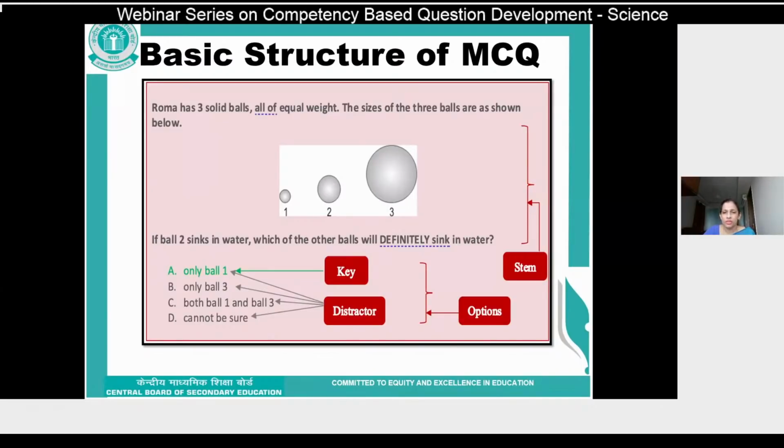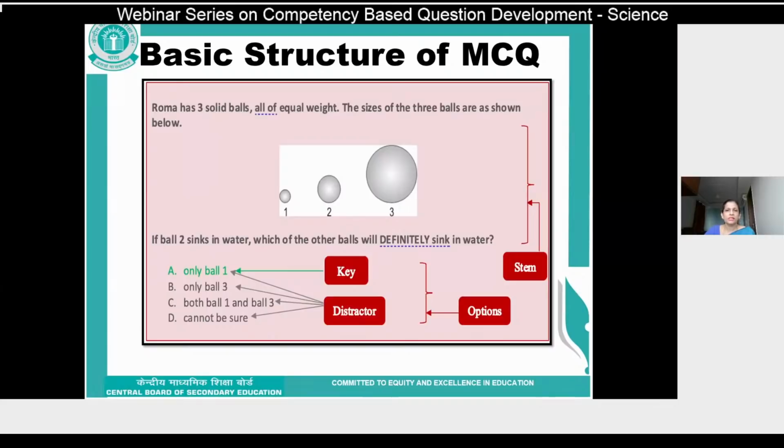These alternatives or plausible answers, these options, consist of the key as well as distractors. Generally, it is better to have 3 to 4 options. It is ideal to have 4 options. There are many advantages of using MCQs for an assessment. One key advantage which I feel is that it is easy to mark, and it can be scored even by a computer. This is very easy these days, especially during the pandemic time.